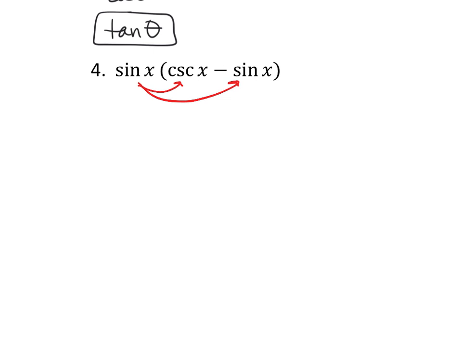So this one would be sine of x times cosecant of x minus sine squared of x. So far, all we've done is distribute. Okay, what could we do next?